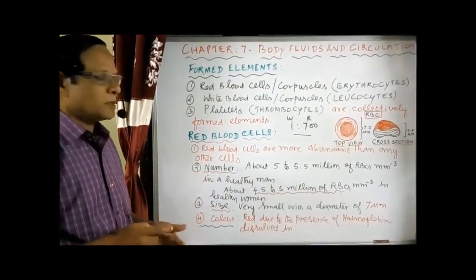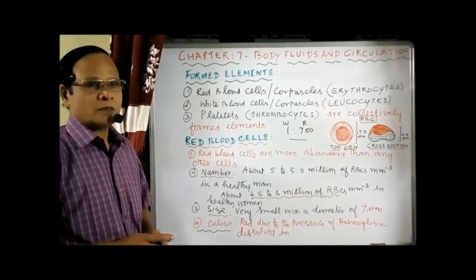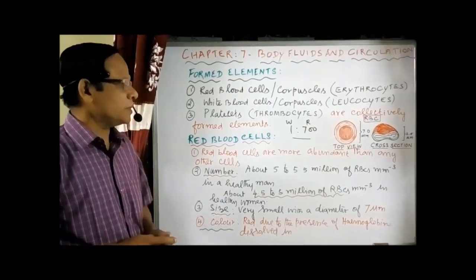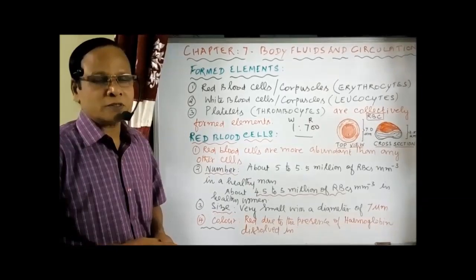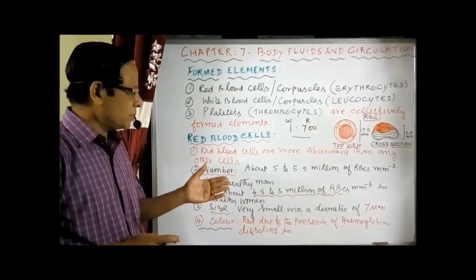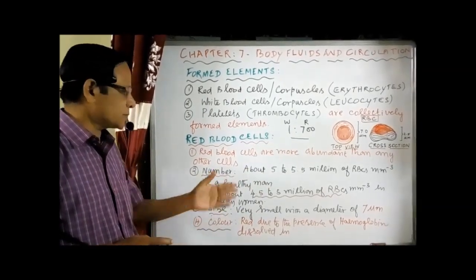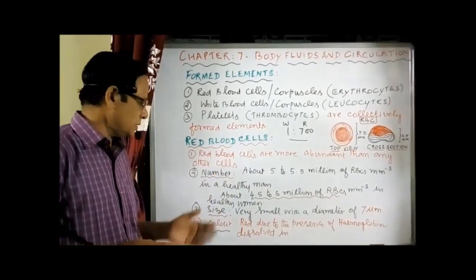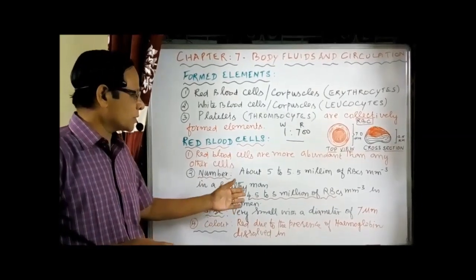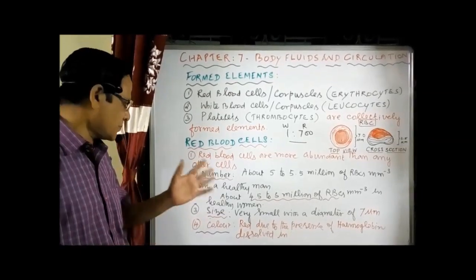Now the second one, regarding the number. It contains about 5 to 5.5 million RBCs per cubic millimeter of blood in a healthy man. The same number is not present in the case of females. If you count the number of RBCs in women, it's about 4.5 to 5 million per cubic millimeter of blood. That's the number.